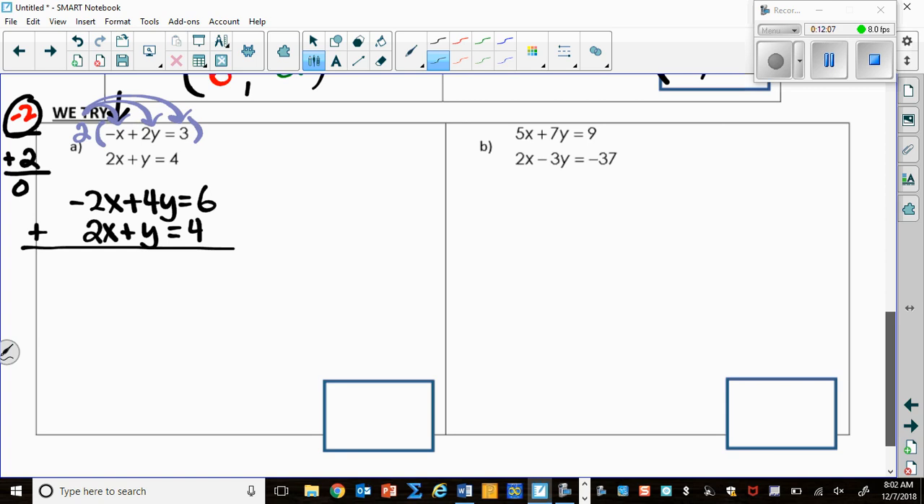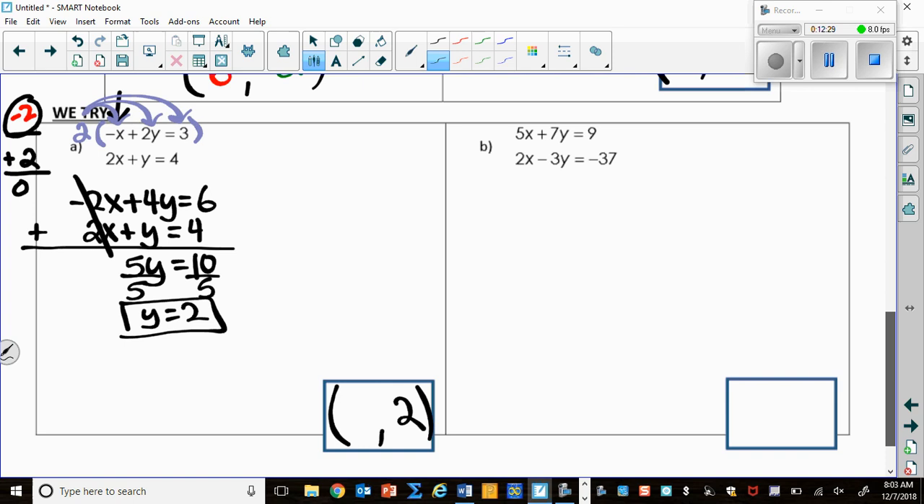So if I add -2x plus 2x, that becomes 0. That's exactly what I wanted. 4y plus y equals 5y. 6 plus 4 is 10. So my y value is 2. That's one of them. But I'm going to make sure I check at the end.